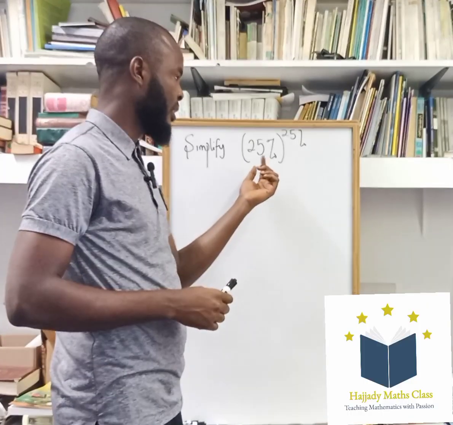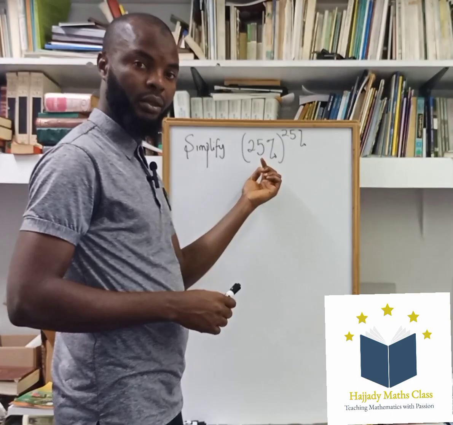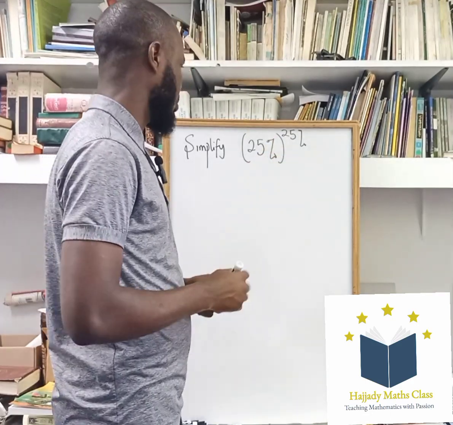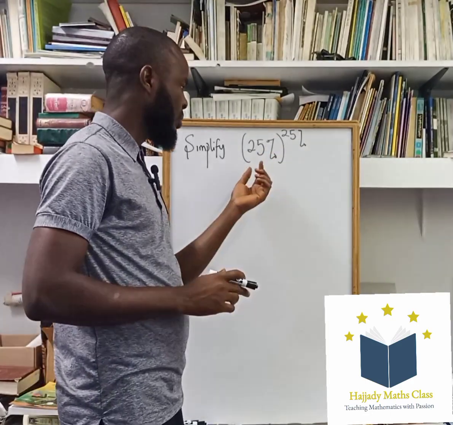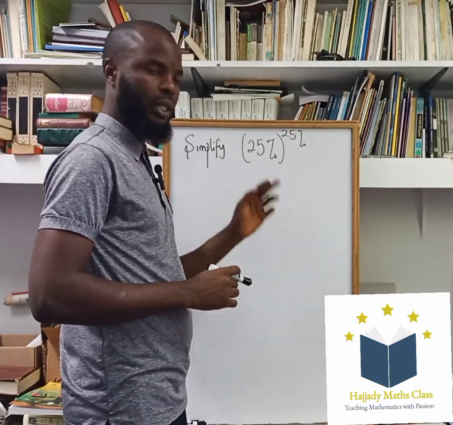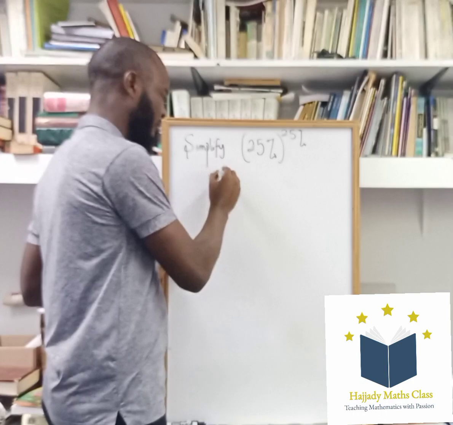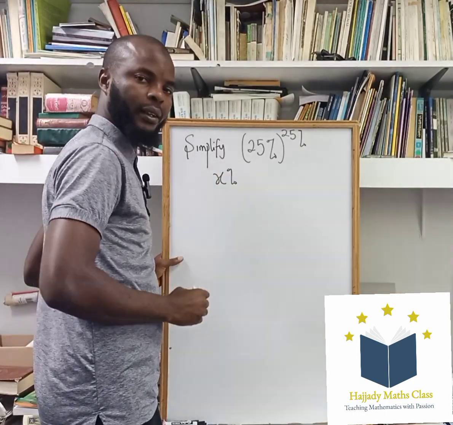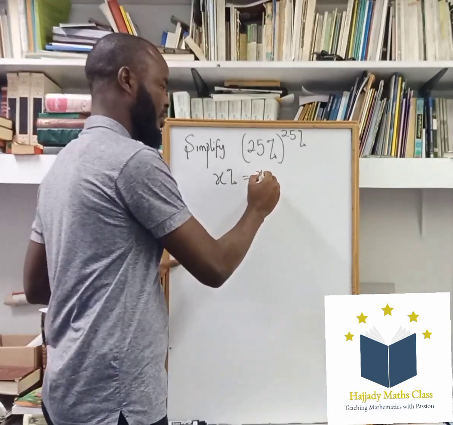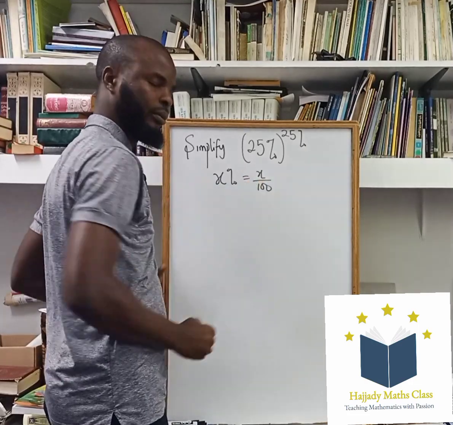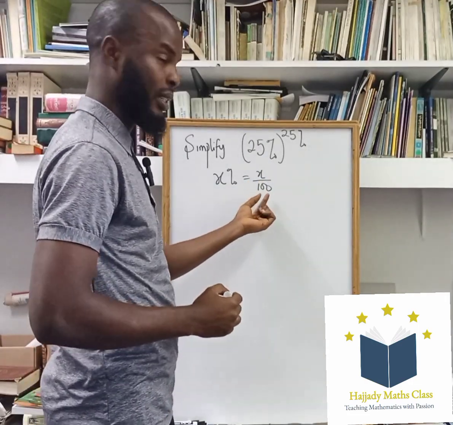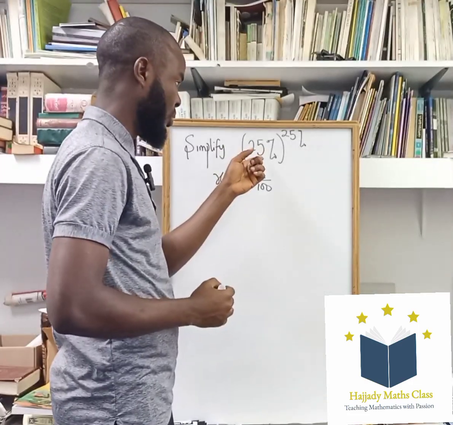Today I want to simplify 25% to the power of 25%. Before doing this, I need to let you know what 25% really is. In mathematics, if you are told that we have x percent, it's the same thing as saying x over 100. So this shows that you're expressing this in percentage. The same thing is going to be done to this.